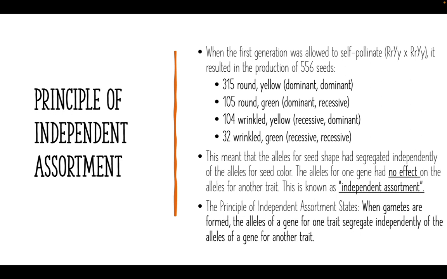The principle of independent assortment states that when gametes are formed, the alleles of a gene for one trait segregate independently of that for another trait. So think about your hair and your eye color. They don't move together. They are very independent. You might get blue eyes from your mom, but blonde hair from your dad. Having one does not directly mean you'll have another or another specific trait.